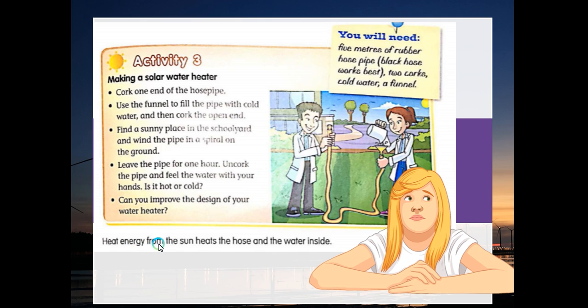So heat energy from the sun heats the hose and the water inside. So the heat energy from the sun changes the temperature of the water. Alright, it changes the temperature of the water.